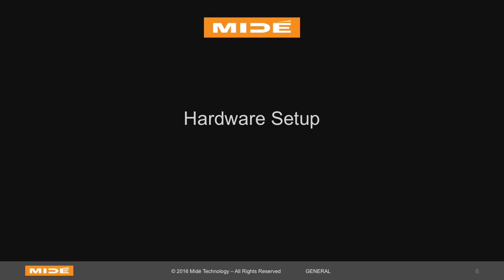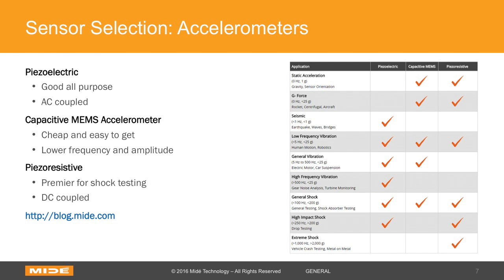Now that we've gotten that out of the way, we can talk about the hardware setup and some specifics. So the main sensor for shock and vibration testing would be an accelerometer. On the next slide, I'll talk about some alternatives, but accelerometers are definitely the way to go for most applications. There's three main types, being piezoelectric, capacitive MEMS, and then piezoresistive.